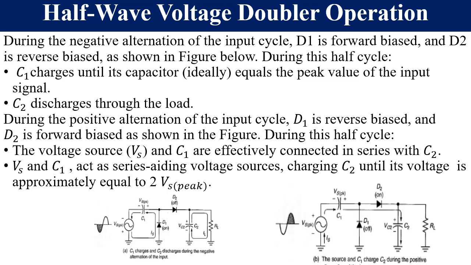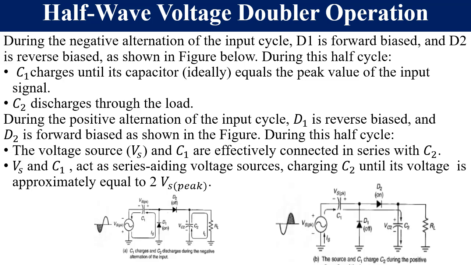So what this means is capacitor C2 is going to be charged by the sum of the supply voltage Vs and the voltage across the capacitor C1. But we know that C1 is charged to the supply voltage. So what we are saying is capacitor C2 is going to be charged by the voltage across the capacitor, which is the same as Vs peak, and also the supply voltage, which is Vs peak.